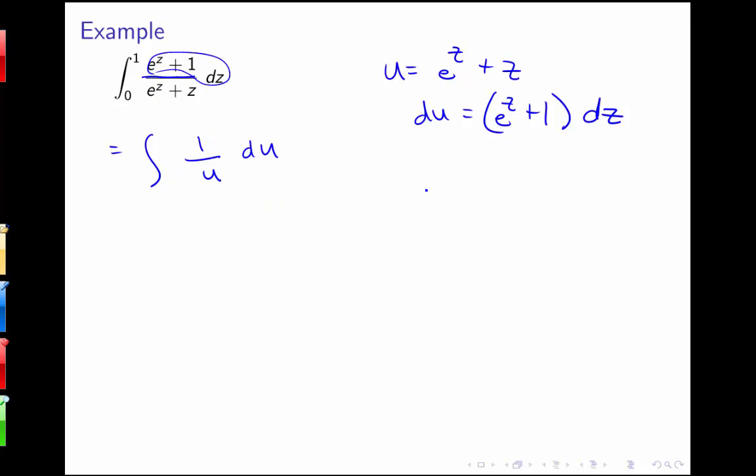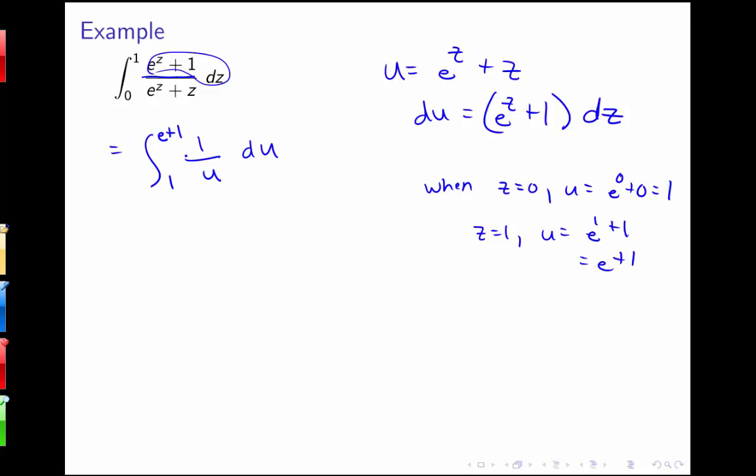So I just have to deal with my limits. So when z is 0, u is e to the 0 plus 0, which is 1. So when z is 0, u is 1. When z is 1, u is e to the 1 plus 1, which is just e plus 1.